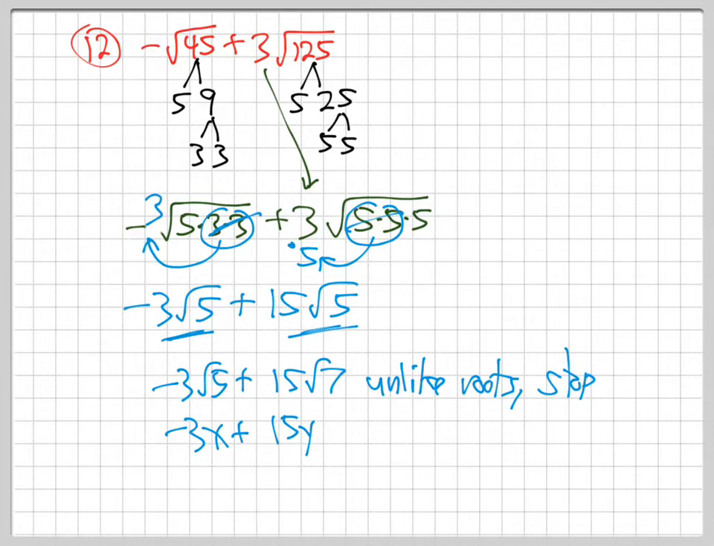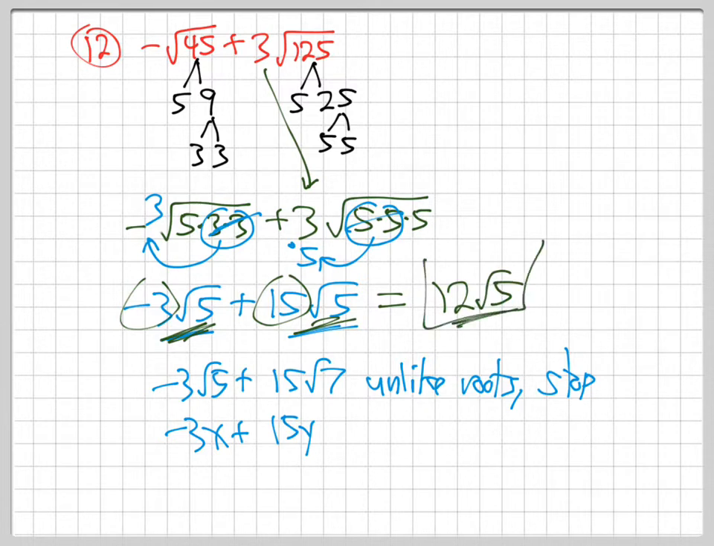But if they're the same roots, which these are the same roots, then it's just 15 take away 3 is 12 roots of 5. That's our answer. 12 root of 5. So it's like terms. It's like minus 3x plus 15x. You just add, subtract the numbers in the front. And you keep the root the same.